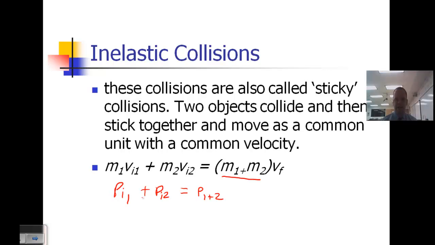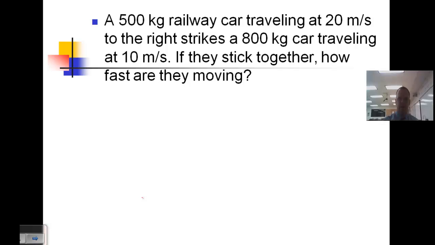So let's look at some examples of these. I would recommend trying each of these examples on your own before watching my explanation. A 500 kilogram railway car traveling at 20 meters per second to the right strikes an 800 kilogram railway car traveling at 10 meters per second. If they stick together, how fast are they moving? And we'll say that this railway car is traveling to the right also. It didn't specify. So we have car 1, we have car 2.